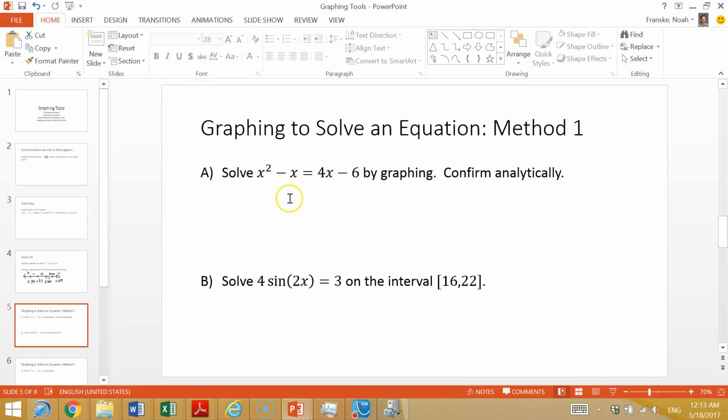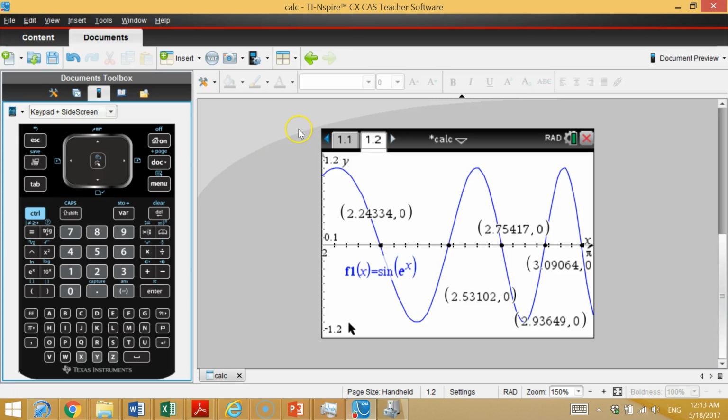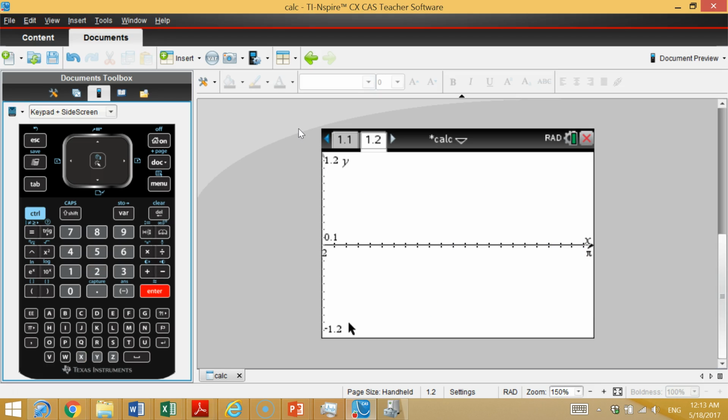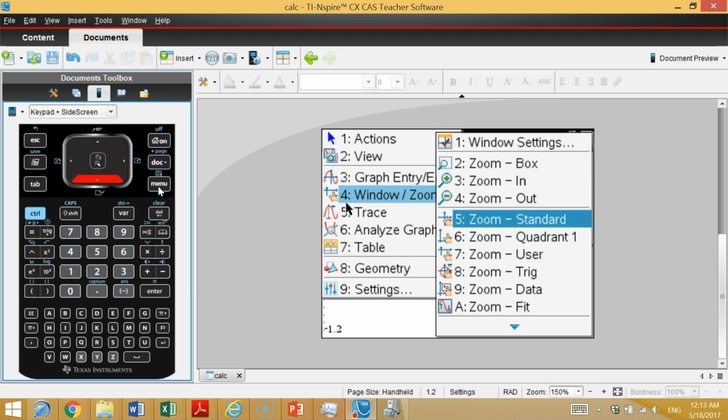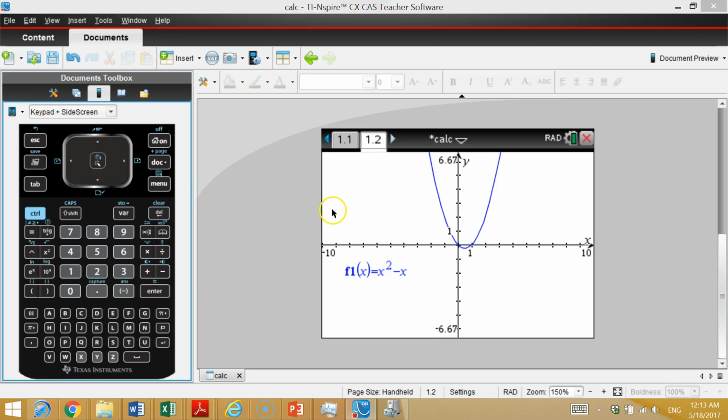So what I'm going to do is graph both sides of this function. So I'm going to graph x squared minus x. So let's get rid of this guy. So I'm going to graph x squared minus x. And when I hit enter, I see nothing because I'm on a weird window. So I'm going to go back to Zoom Standard. There we go. Now we can see our parabola.